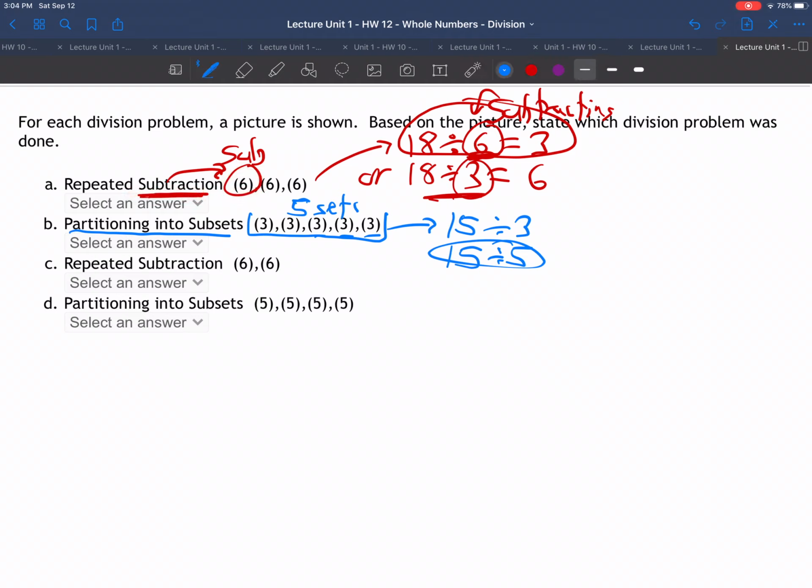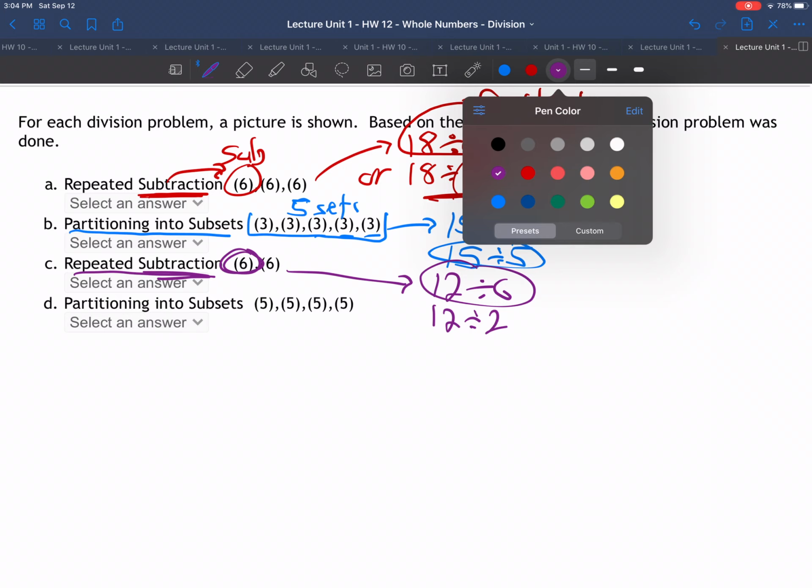Let's try the next one. This one, subtraction. So you're supposed to subtract that 6. So it's 12, right? The total is 12. Divided by 6 or divided by 2, it's divided by 6, right? Because you're supposed to subtract that 6, so you're dividing by 6. Let's try the last one.